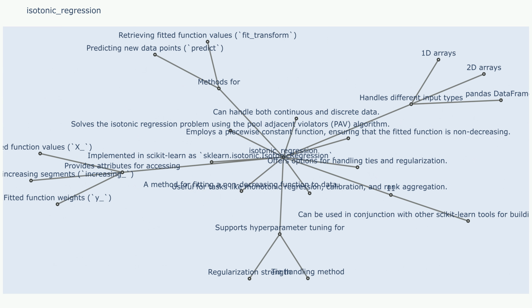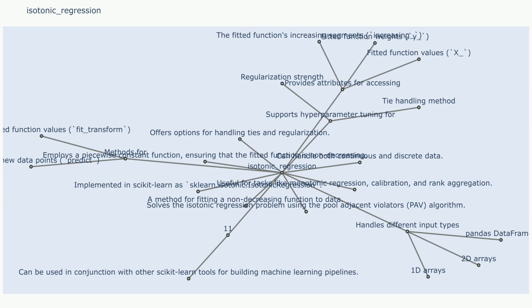x: 1, 2, 3, 4, 5, 6, 7, 8, 9, 10. Input data for the target variable y. y: 1, 3, 2, 5, 4, 6, 7, 9, 8, 10. Determines whether to enforce increasing or decreasing monotonicity. Default is increasing. increasing: true.